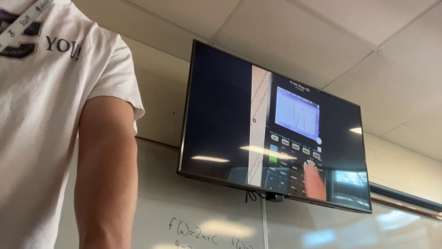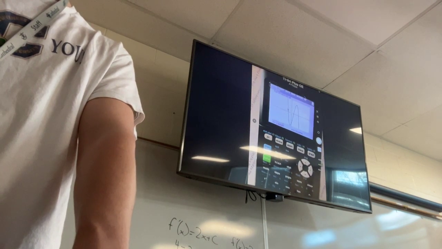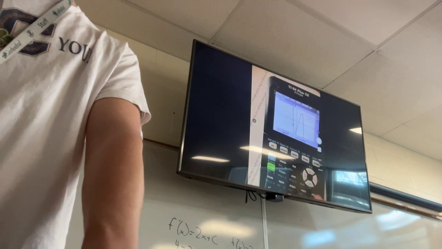So what I do is I take my cursor using my left arrow key. When my calculator asks for the left bound, I move the cursor just to the left of that zero, that intersection point. I hit enter. And then I use the right arrow key to move it just to the right of that intersection point. And I hit enter. And then when my screen says guess, I hit enter one more time. That gives me negative 1.9, comma 0.